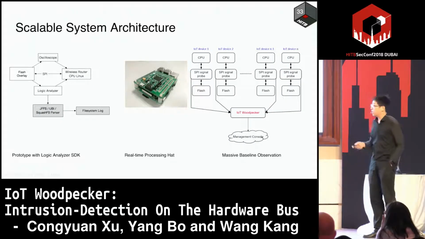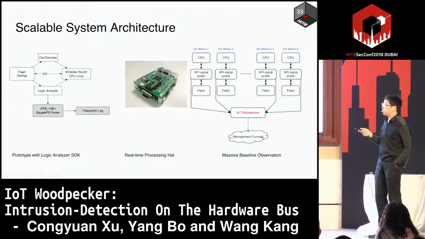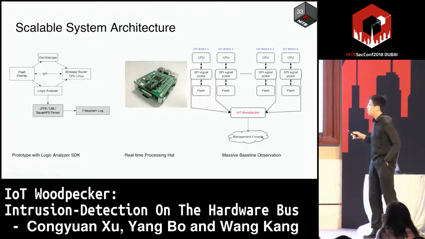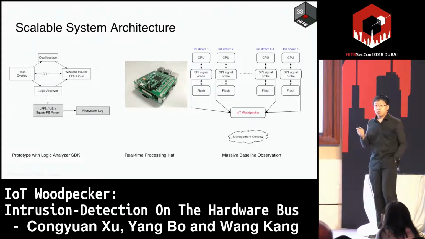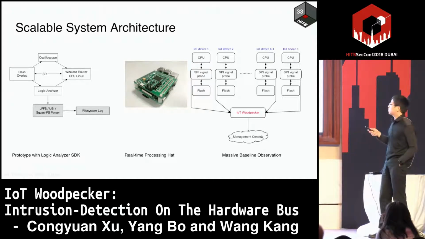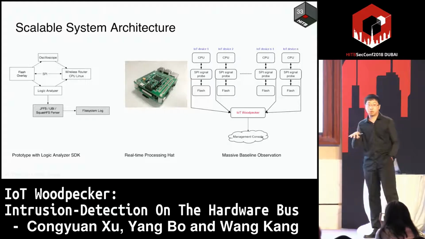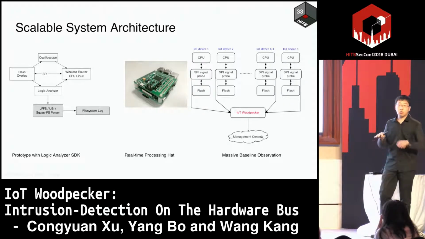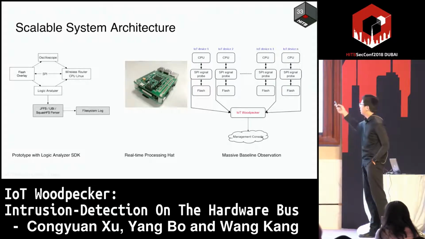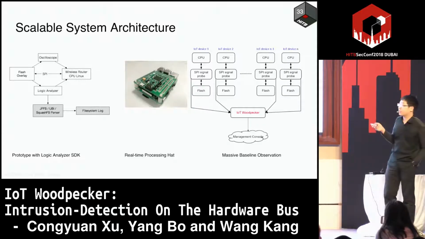Okay, on the left side, you've seen that diagram before. That is how we used a logic analyzer to capture the signals and analyze them. But when we need to make a more scalable deployment, we need to make multiple probes on multiple devices, get all the signals together, and send them to a central Woodpecker system. There could be two problems with this deployment.